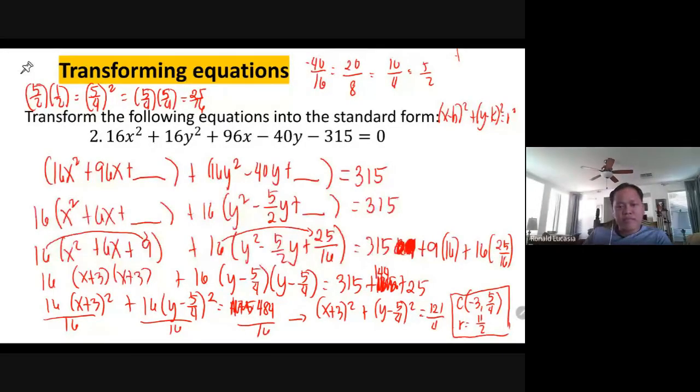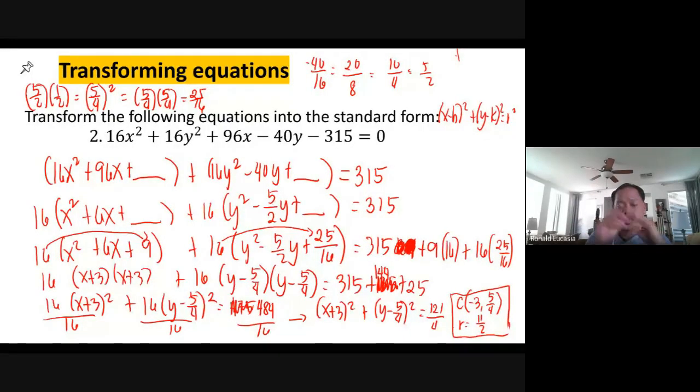That's it. Maybe you are wondering what will happen, sir, if the x is divisible by 16 and yet the y is not divisible by 16 and vice versa. When that happens, your equation is not a circle. Okay? When the radius, when you divide it by a constant, is 0, then that equation is not a circle. It's a point. When the right side is negative, it's a null set. It's an empty set. But when the constant term is positive, meaning to say magkakaroon ka dyan ng radius, yan ay circle.